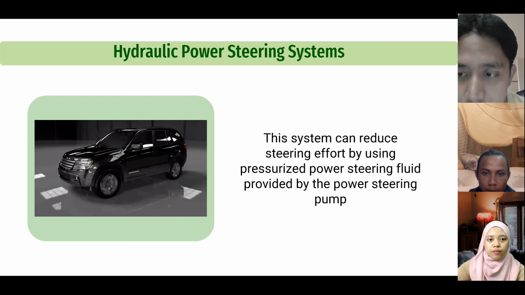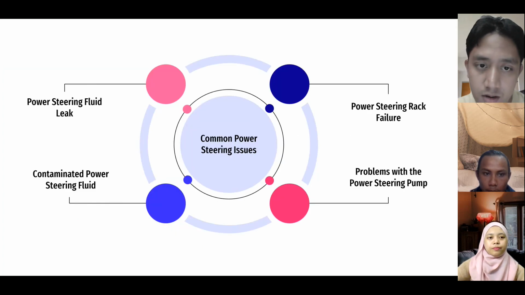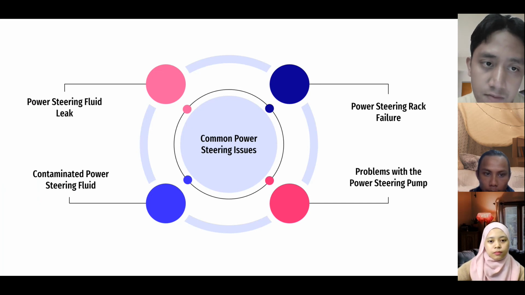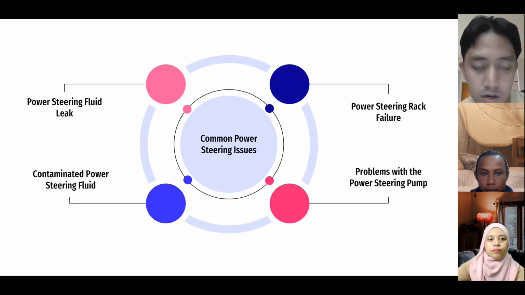Next, okay, now we move to the common power steering issues. First, the issue is power steering fluid leak. The power steering system is completely dependent on the hydraulic fluid. It will have trouble if there isn't enough fluid or if the fluid is contaminated. A power steering fluid leak is a typical problem with the power steering system. This can happen at any point along the component chain.